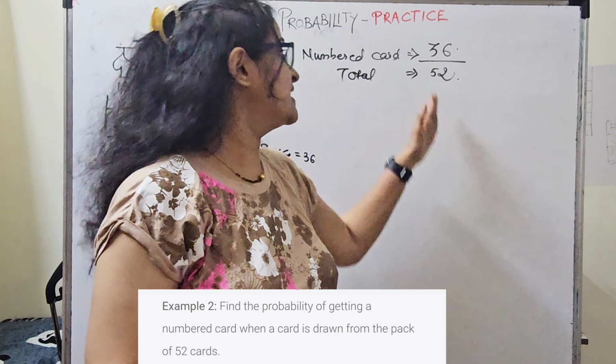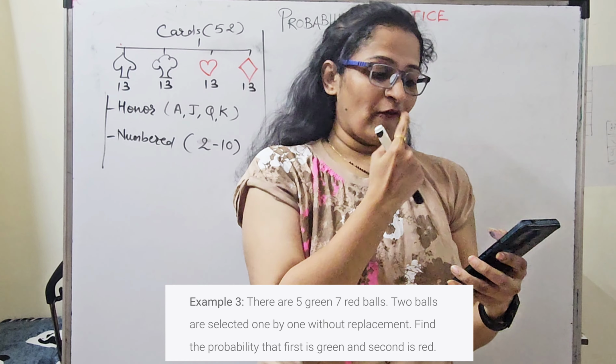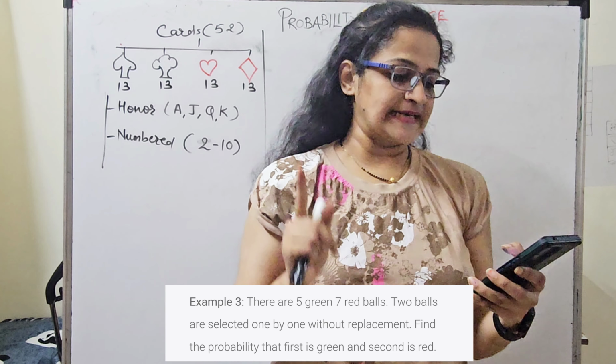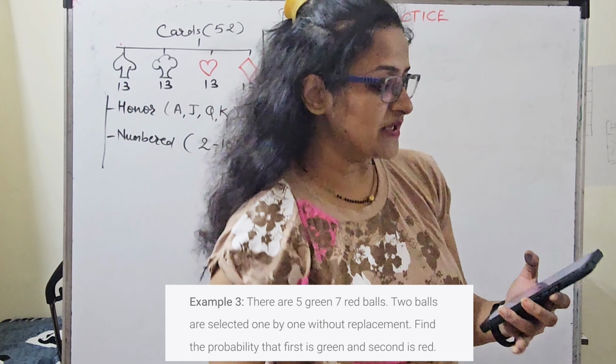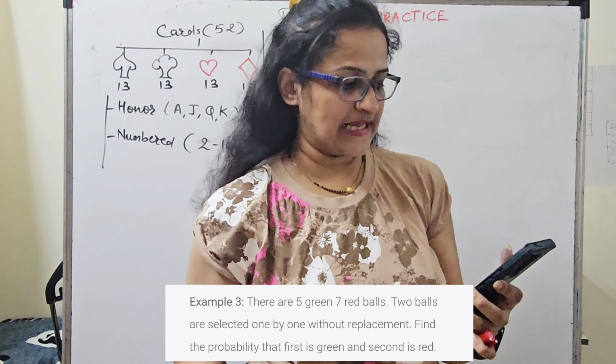So now the next question is: there are 5 green and 7 red balls. 2 balls are selected one by one without replacement. Important word, okay? Find the probability that first is green and second is red. Now let me just write down what they are saying. So these are the 5 green balls, and what are they saying? 7 red balls. 1, 2, 3, 4, 5, 6, 7.